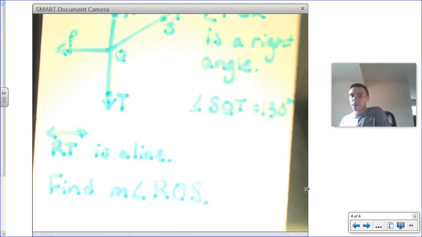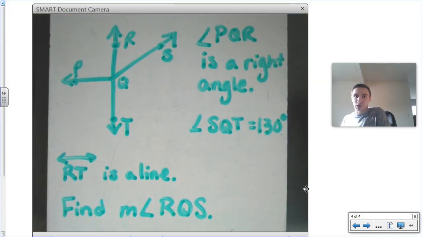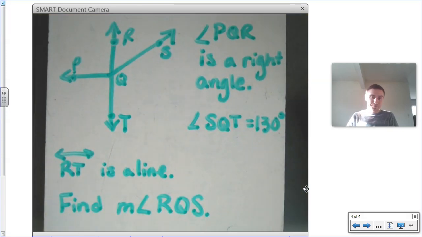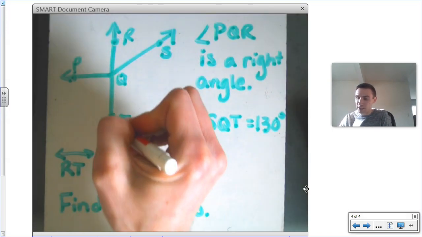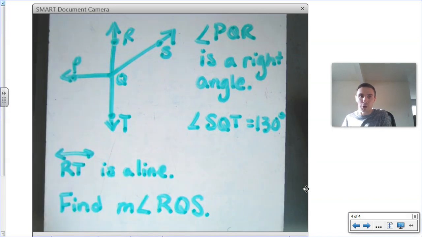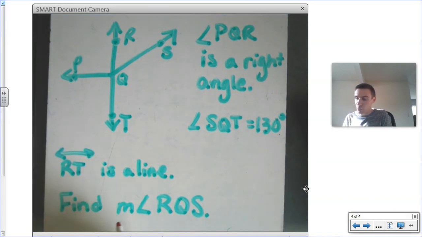And one final problem for us. Nice little challenge here. Lots of information here. So let's read through everything. RT is a line. So my line connects R and T here and goes through point Q. All right, we need to find RQS.